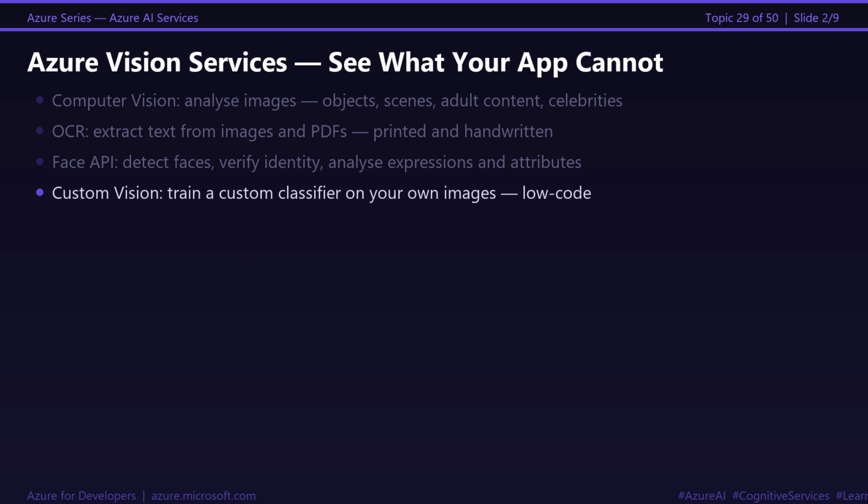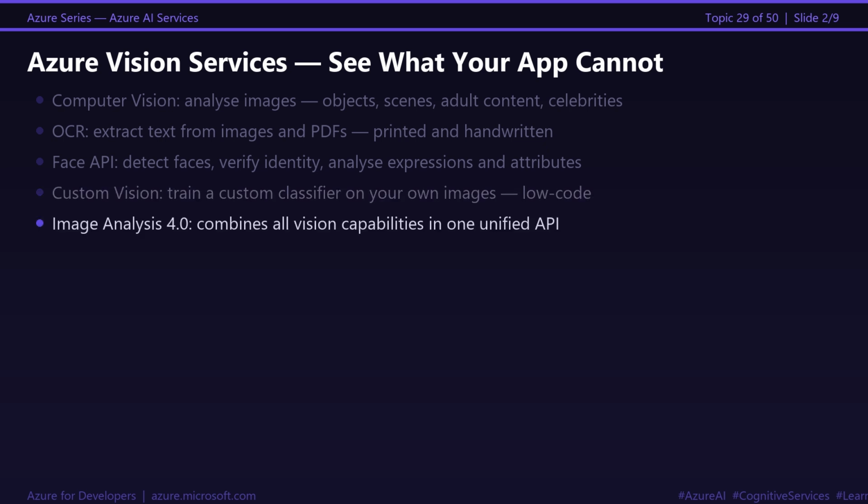Azure Speech Services handle audio in both directions. Speech-to-text transcribes spoken audio into text. Real-time: live audio stream transcription appears as words are spoken. Batch: upload an audio file, transcription returned asynchronously. 100+ languages. Custom vocabulary for technical or domain-specific terms. Use it for call center transcription, meeting notes, voice search, accessibility.